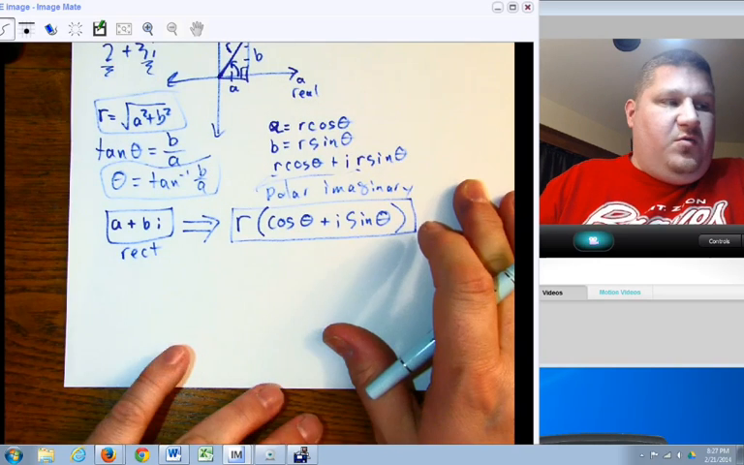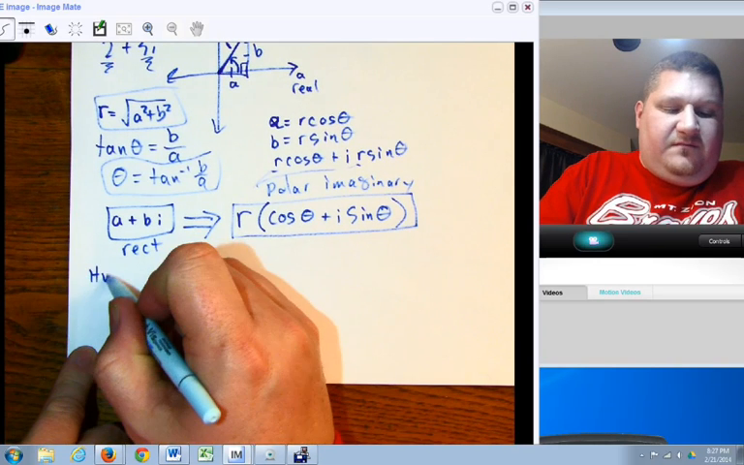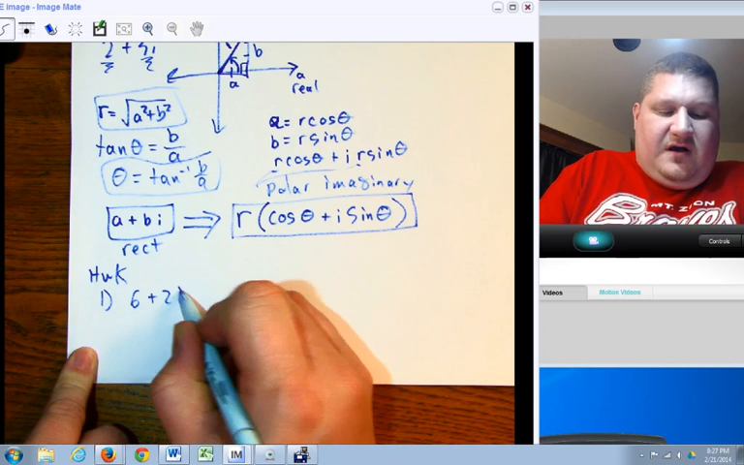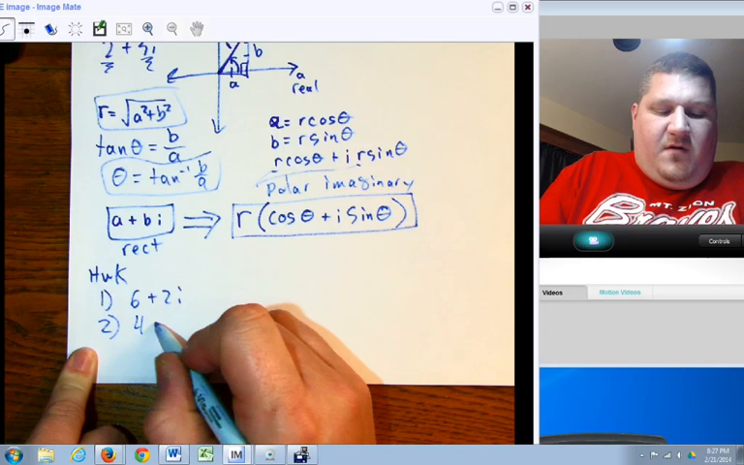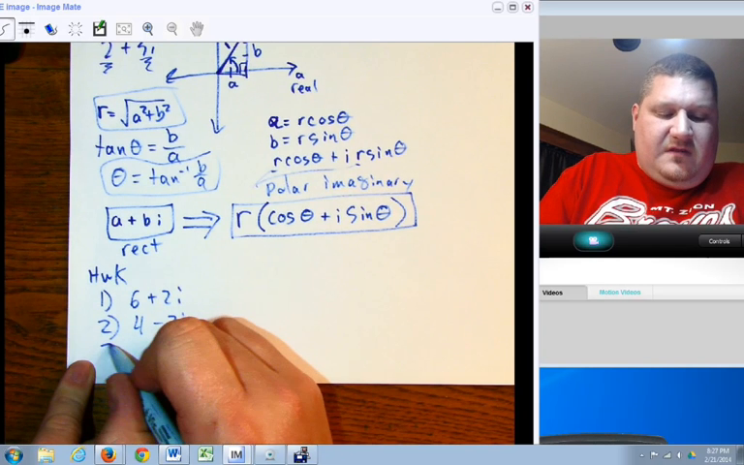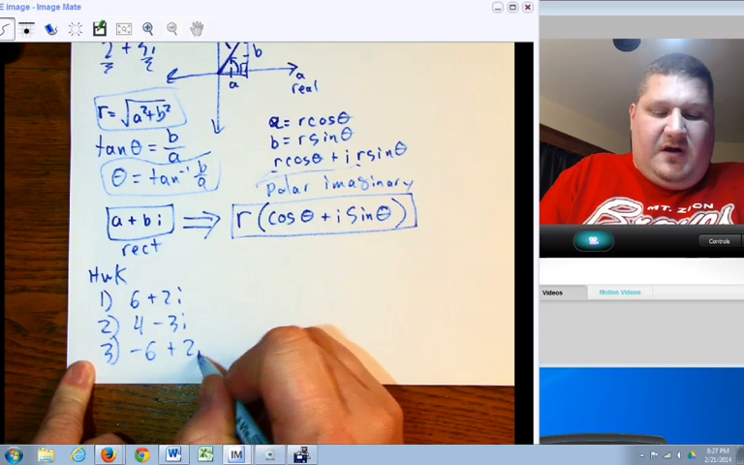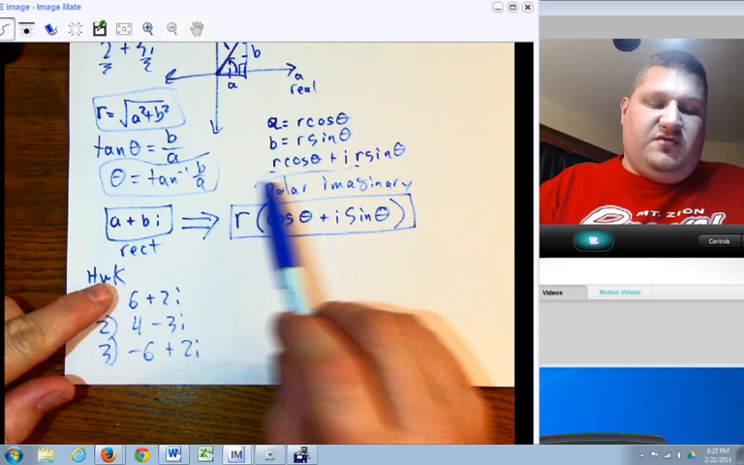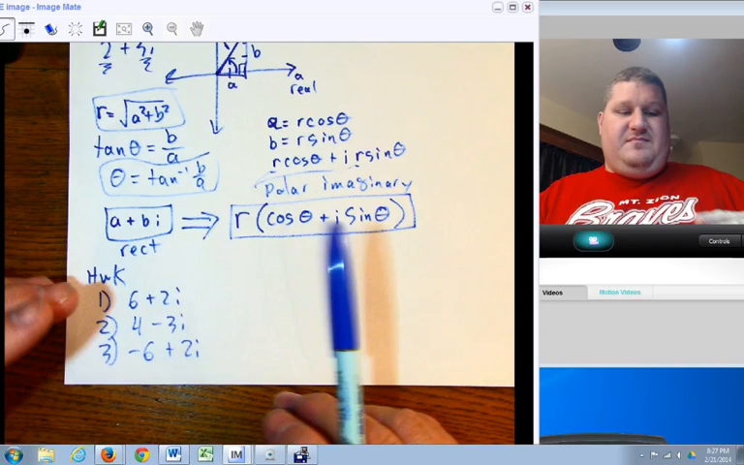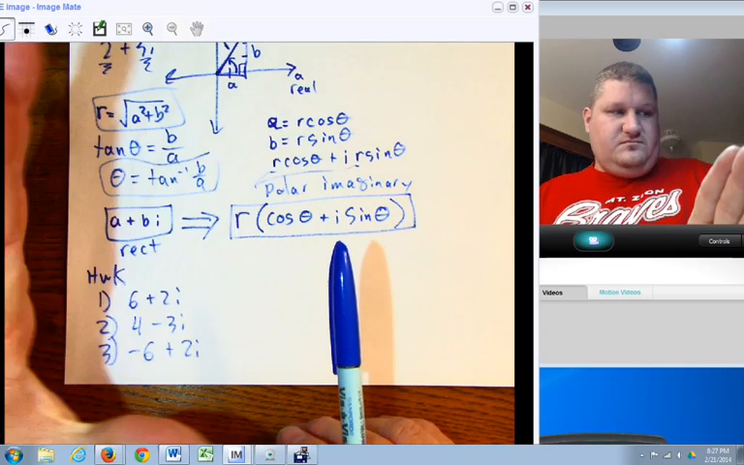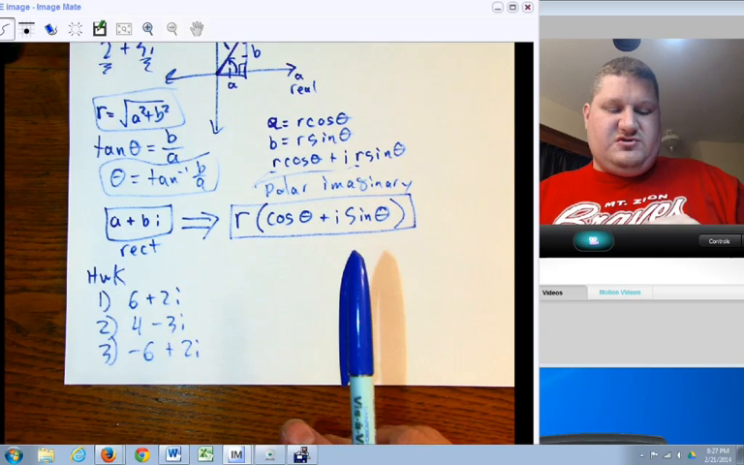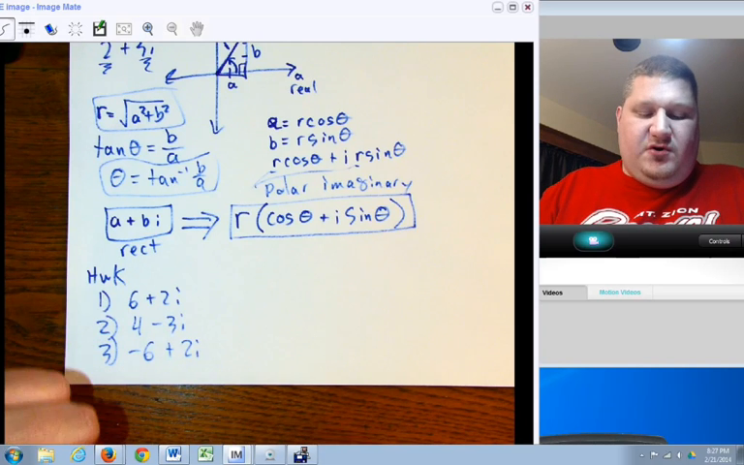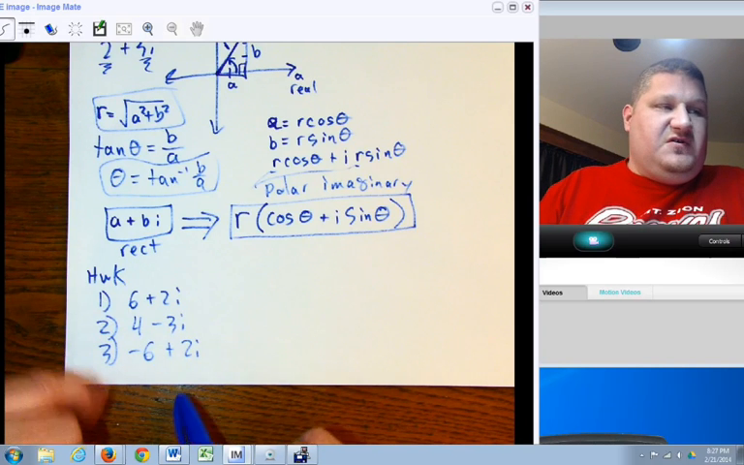Now, your homework to start a few problems is to convert the following: 6 plus 2i, 4 minus 3i, and negative 6 plus 2i. Now, ladies and gentlemen, graph these out, because when you do the inverse tan, you could get potentially the acute angle or the obtuse angle, and you don't know which one you're going to need unless you have it graphed and see what kind of angle you're really talking about. So that's the first three problems on your homework.